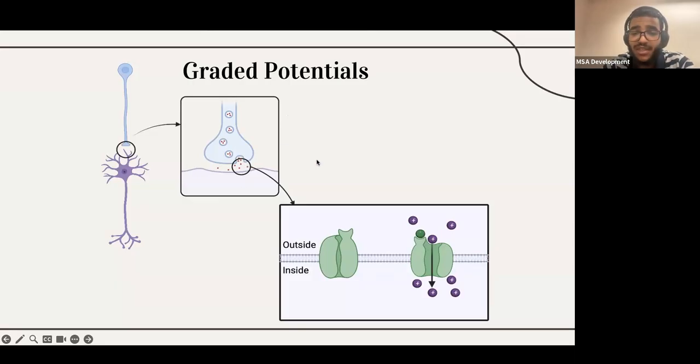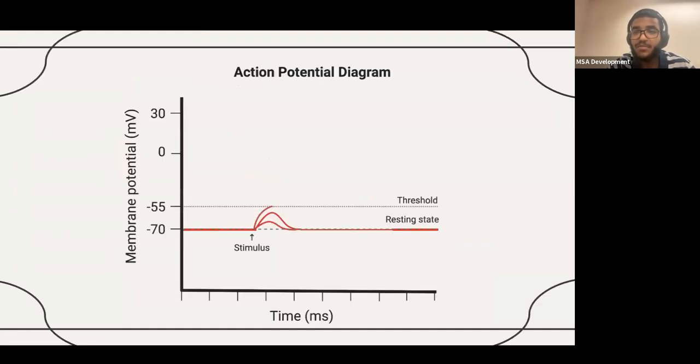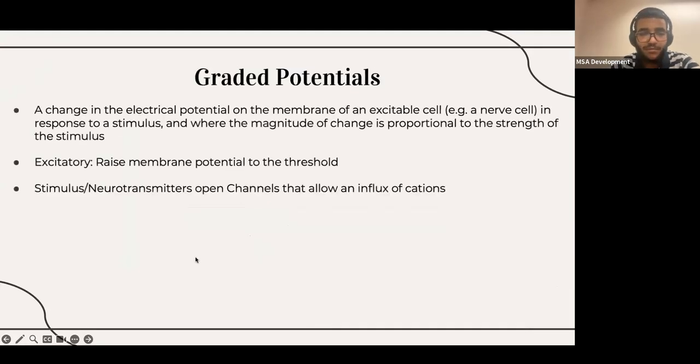Now, the stronger the stimulus, the more neurotransmitters and ligands we will have, and the more channels will open, and that's why there will be a greater change in the membrane potential. So the strength of the stimulus is determined by the number of vesicles it released, and the more ligand-gated channels open, the greater the change in the membrane potential, and the more likely we'll reach an action potential, or we reach the threshold.